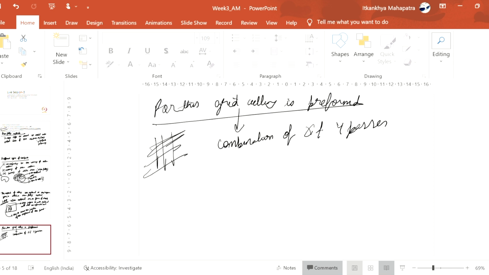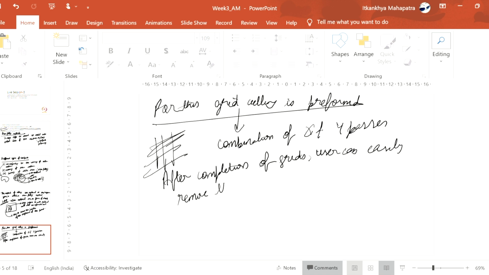So in this case, after the completion of the grids, the user can easily remove the grids later on.